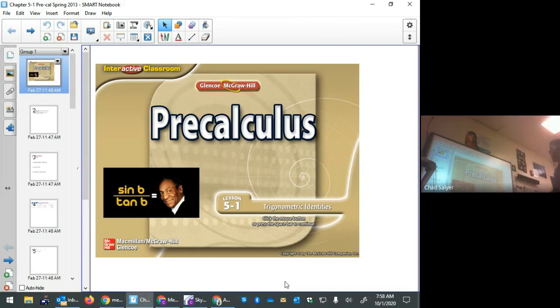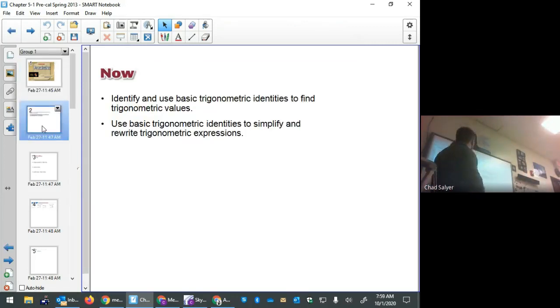All right, so trigonometric identities. An identity is something that's always true. It's an algebraic expression typically, like 2x plus 2 equals 2 times the quantity x plus 1. So an identity is some equation that's always true, no matter what I plug in for x. A specific subset of all the identities in the mathematical universe are the trigonometric identities, and those, of course, include at least one trigonometric function. So our task today is to identify and use basic trig identities to find trig values, and to use basic trigonometric identities to simplify and rewrite trigonometric expressions.